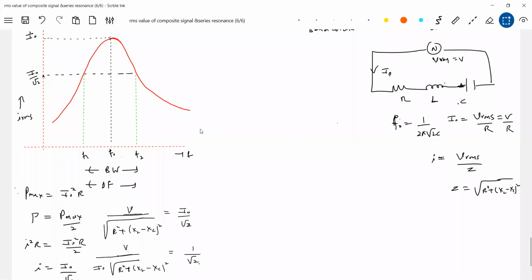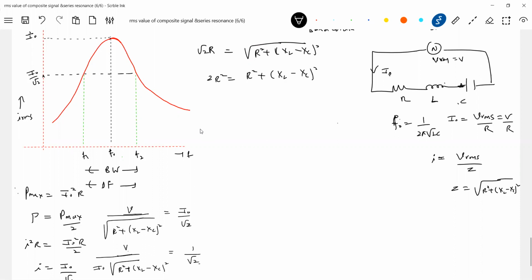So V by I naught, I'll write it as R. So R is equal to root 2R is equal to root of R square plus XL minus XC whole square. Books are not given in detail, that's why I'm just showing it. So this will become 2R square equal to R square plus (XL minus XC) whole square, so R square is equal to (XL minus XC) whole square.